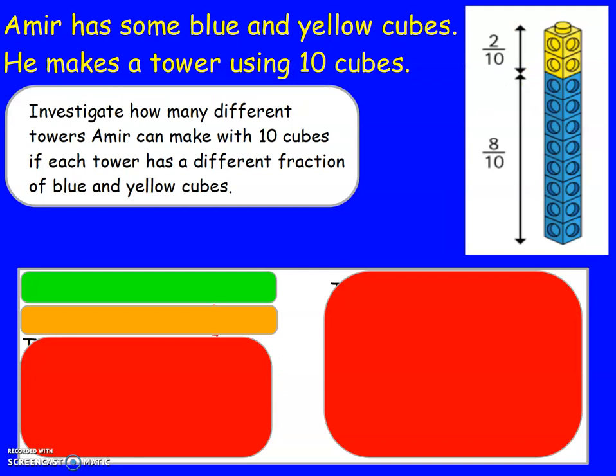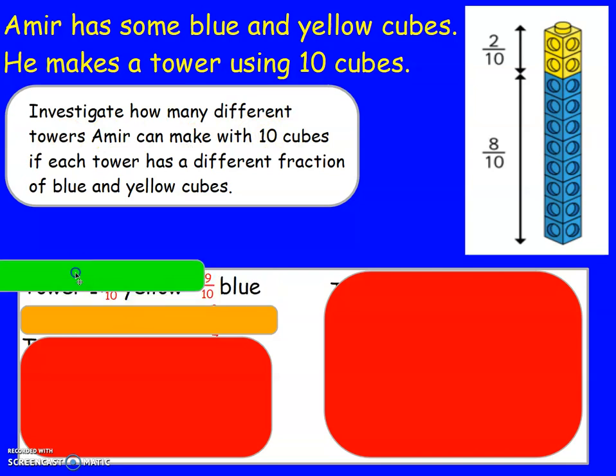Let's have a look at this then. Amir has some blue and yellow cubes. He makes a tower using 10 of the cubes. So he has used 8 blue and 2 yellow. So 8 tenths of the tower is blue, 2 tenths of the tower is yellow. I want you to investigate how many different towers that he can make using 10 cubes if each tower has a different fraction of blue and yellow cubes. So every tower will have 10 cubes, but there will be a different amount of yellow and blue each time.